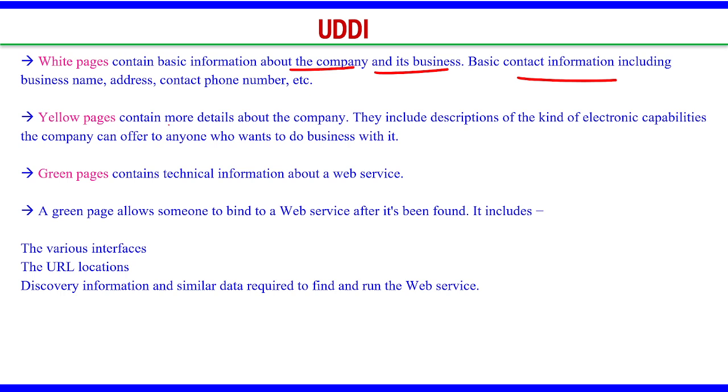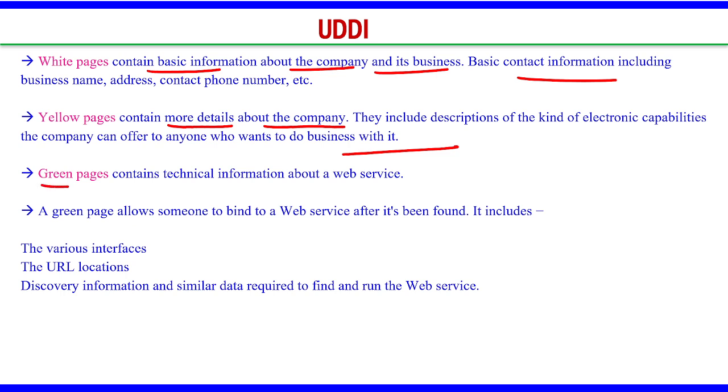The yellow page contains more details about the company. They include descriptions of the kind of electronic capabilities the company can offer anyone who wants to do business. Here only basic information is given, but in the yellow page there is more technicality of what that company is doing and what kind of services it offers to outside people. Anybody who wants to do a partnership with them, everything is there in that.